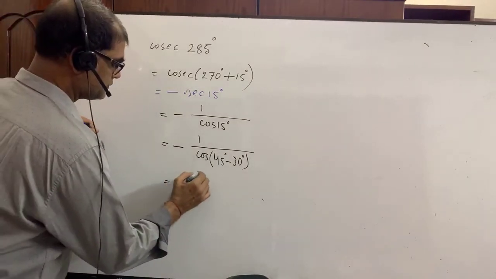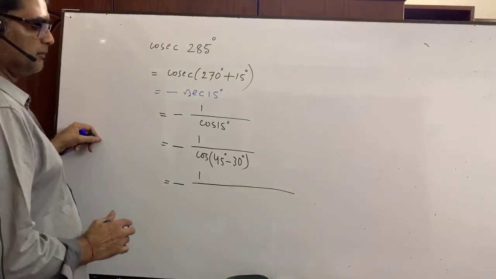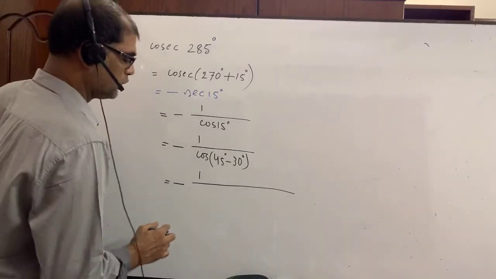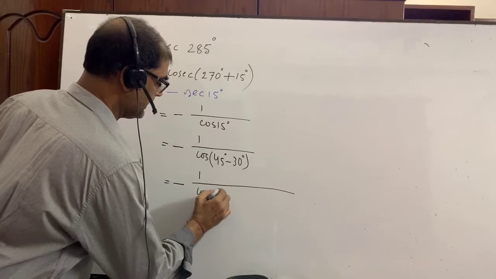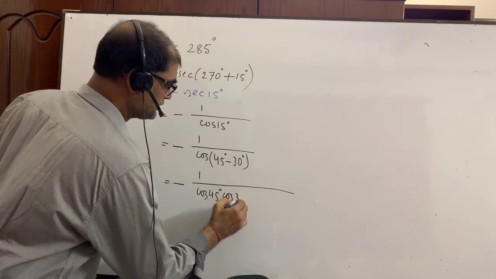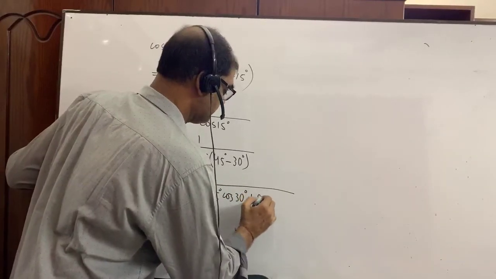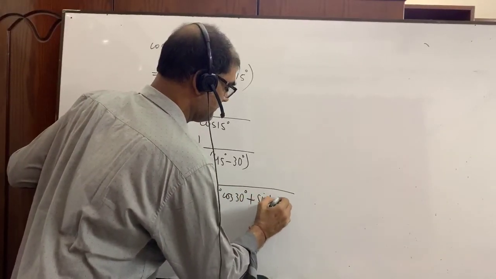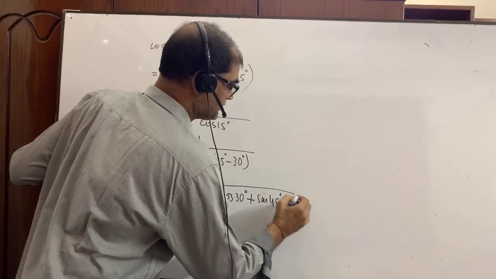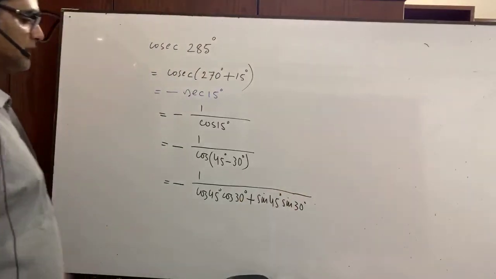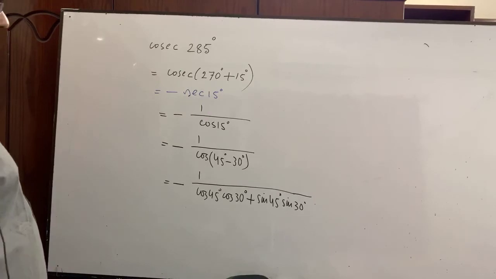So it is minus 1 by, you put it into the formula, that is formula number 4: cos A cos B plus sin A sin B. This is the formula. Okay, now put the value.